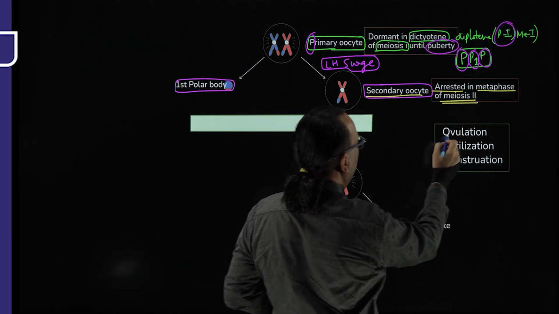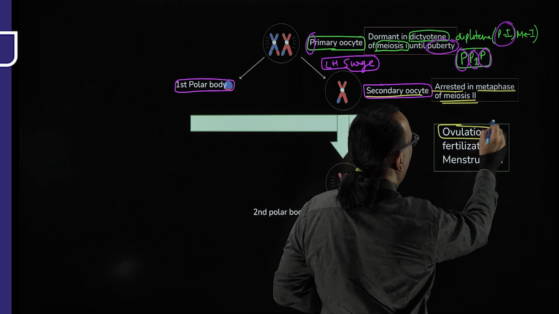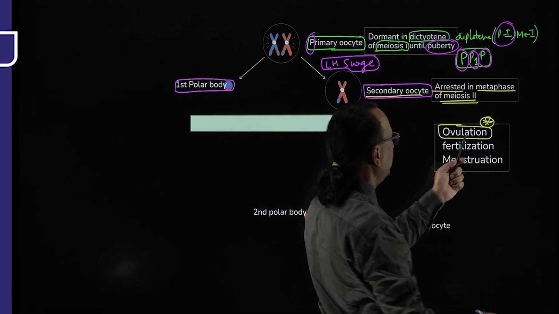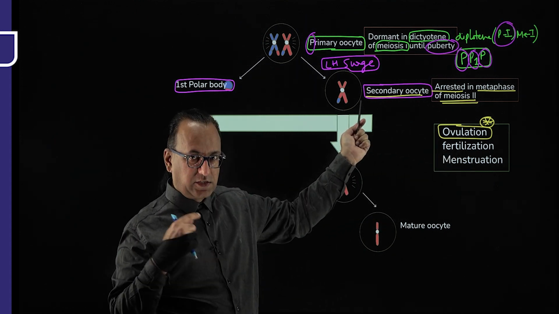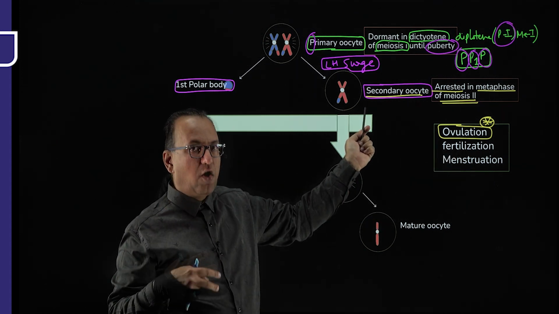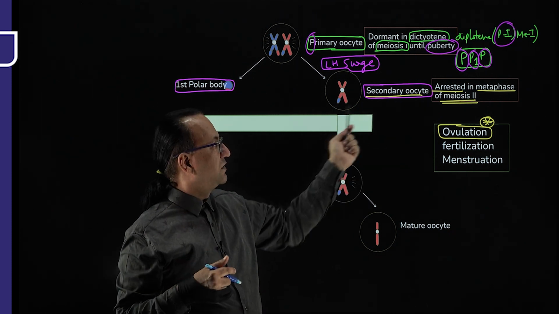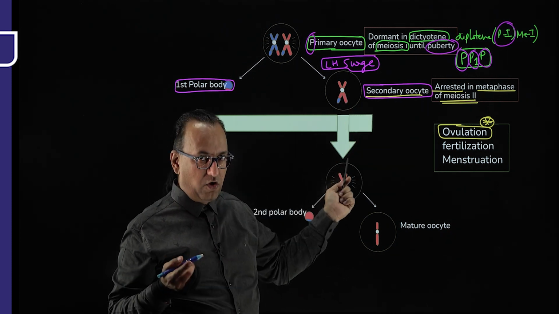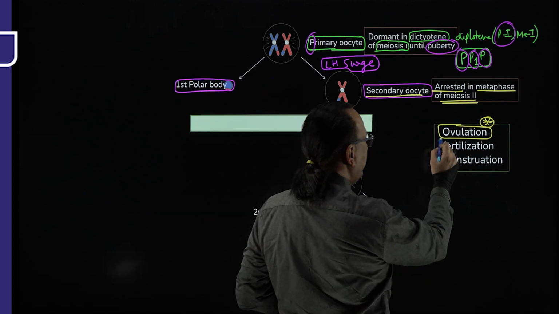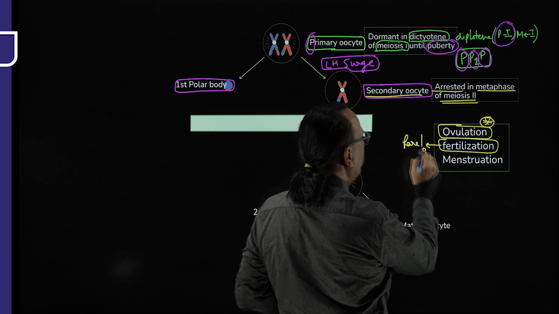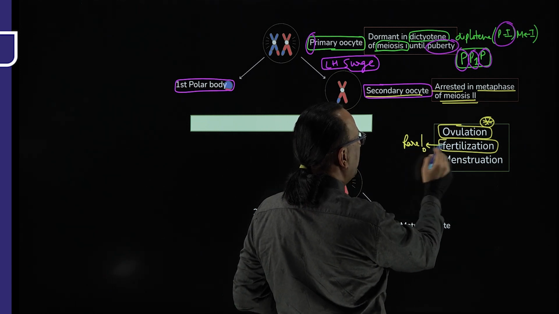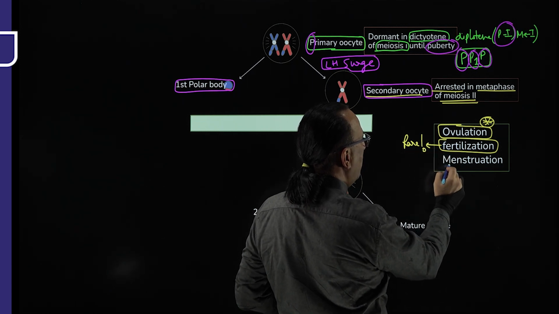So the secondary oocyte arrested in metaphase 2 of meiosis 2 will be undergoing ovulation. So a question comes, which cell is undergoing ovulation? Your answer is: the cell which undergoes ovulation is the secondary oocyte arrested in metaphase 2 of meiosis 2. And this is the same cell which will be waiting for fertilization. Since fertilization is a rare event, most of the time there will be no sperm available, so the cell will degenerate and undergo menstruation.